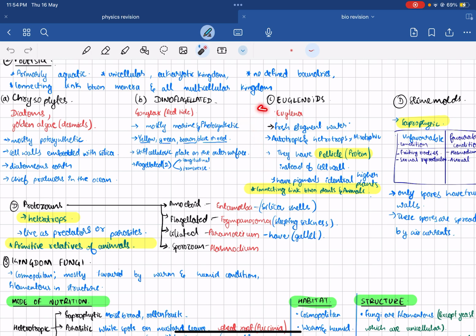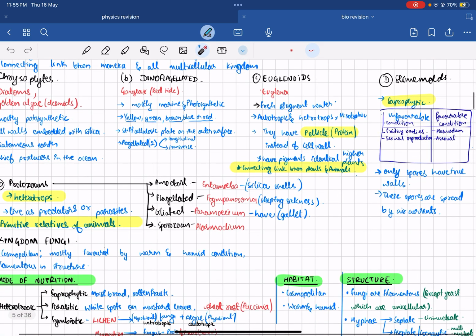And next are euglenoids. These are mostly freshwater, which are basically stagnant in nature, and these might be autotrophic, heterotrophic, or mixotrophic. These have pellicle. Instead of cell wall, they have pellicle, which is proteinaceous. This euglena is the connecting link between plants and animals. So, if the question comes, what is the connecting link between plants and animals, we should know that it's euglena.